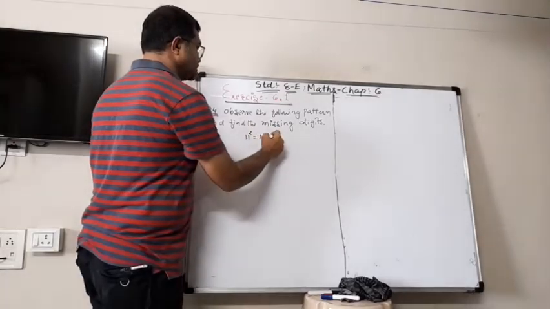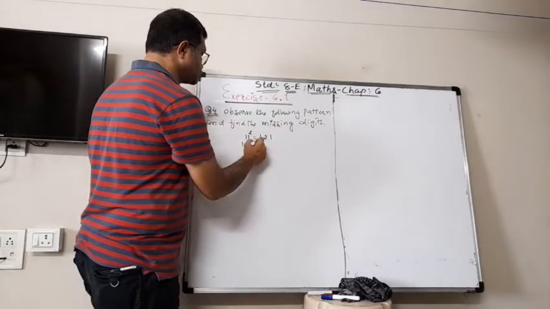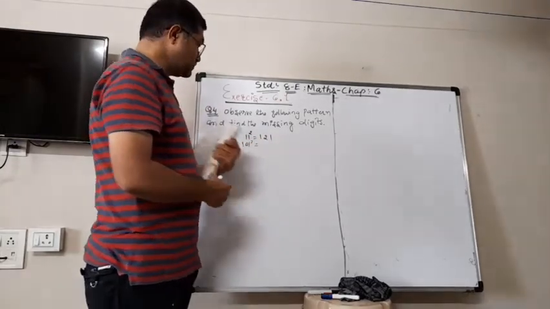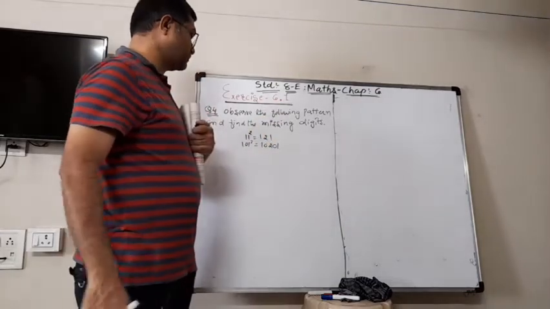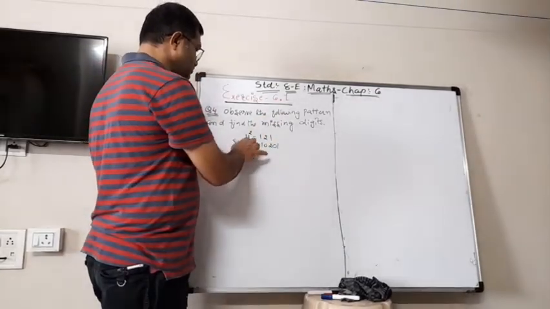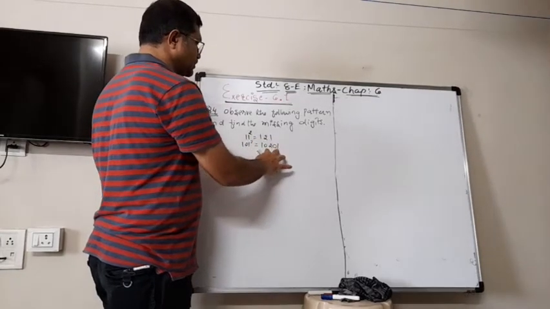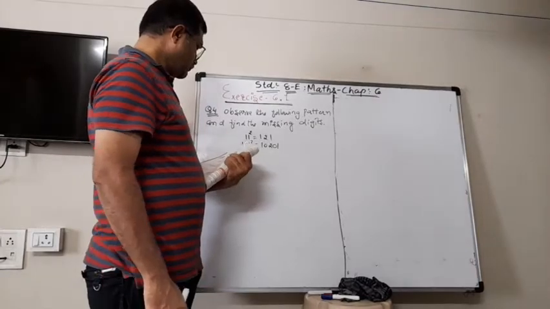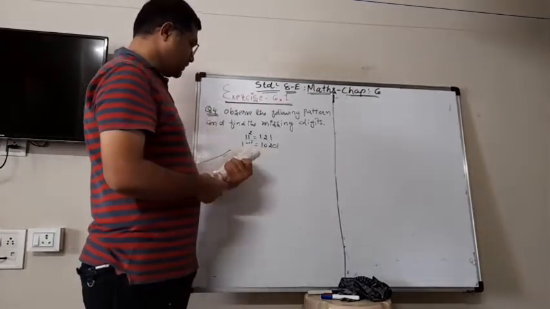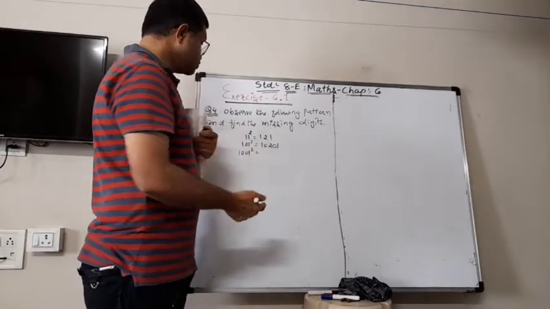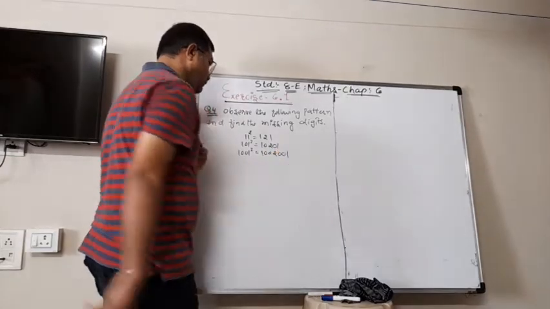11 square is 121. Then 101 square is 10201. So you have to observe the pattern carefully. When 0 is between 1 and 1, then between the 1, 2 and 1 there is also 0. Then 1001 square is 1002001, with two zeros.